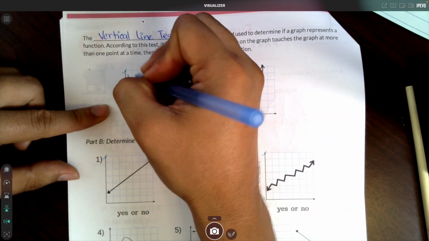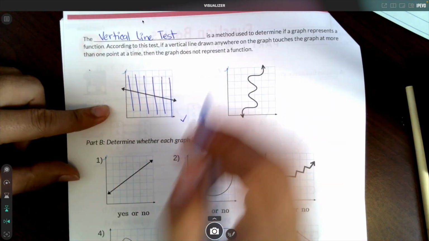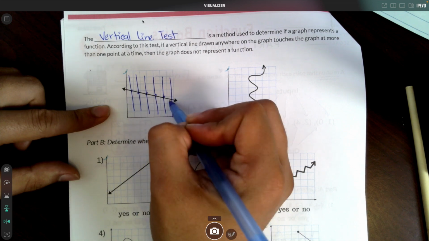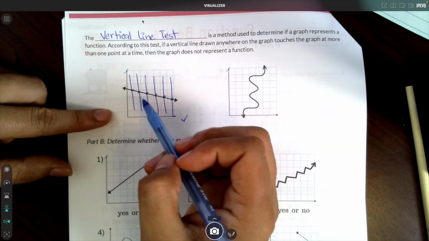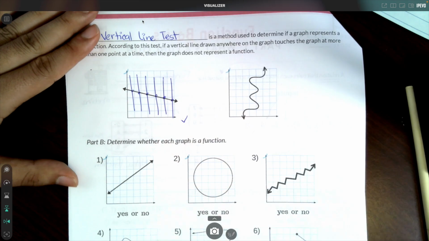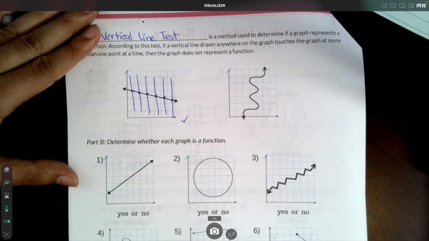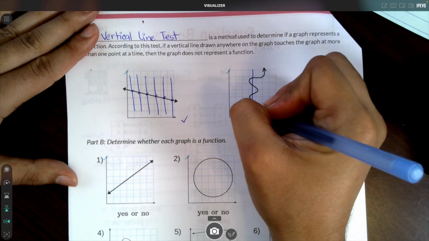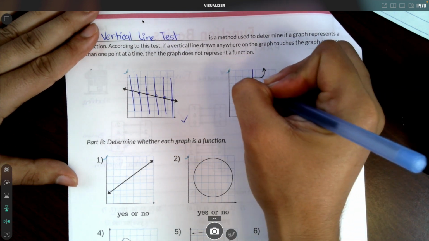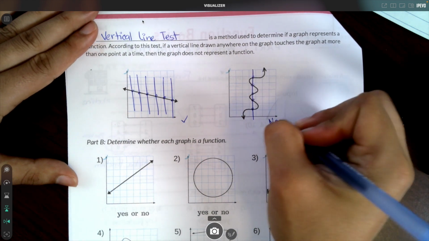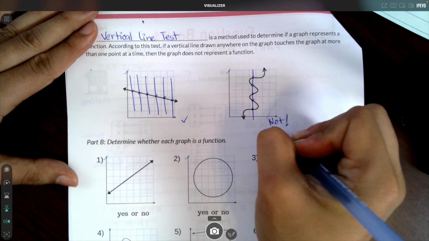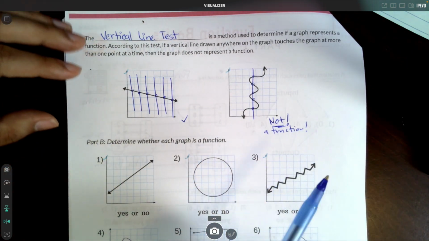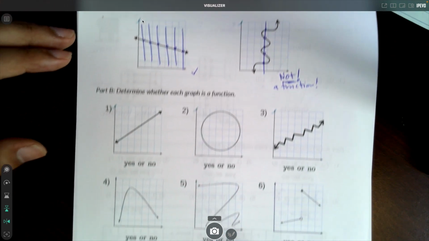You can think of it as drawing a bunch of vertical straight lines, and you notice it just touches once, just touches once, just touches once. This is a function. If it touched in two different spots, for example, if I run my vertical line test across here, and even if I just draw a line down here, you're going to see it's going to touch in a bunch of different spots. 1, 2, 3, 4, 5. That's definitely not a function. It should only touch once. So that's a very simple trick for you to determine whether something's a function or not.